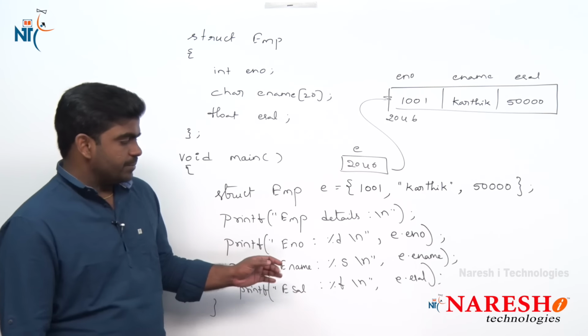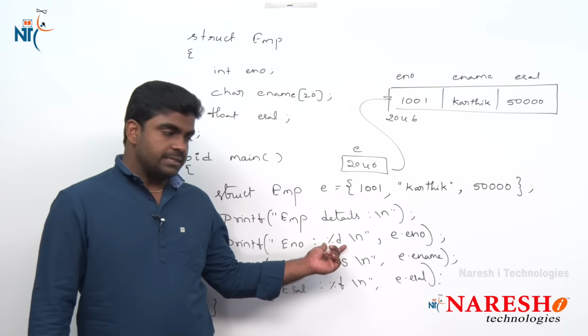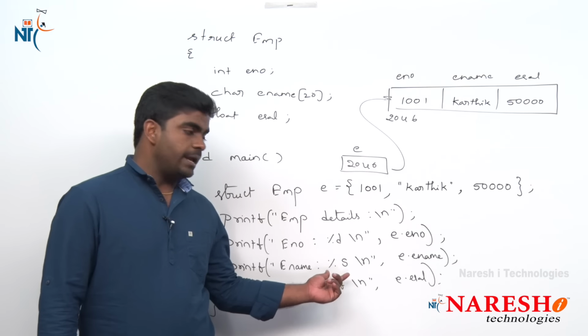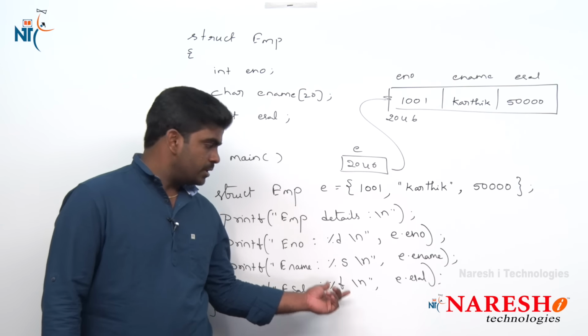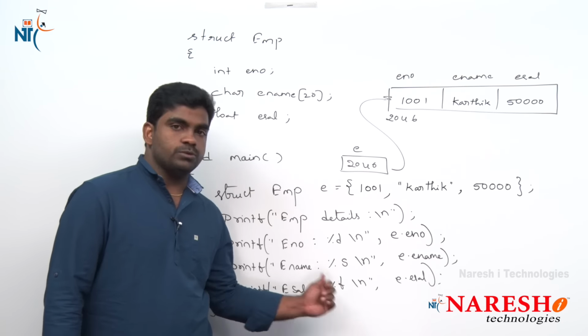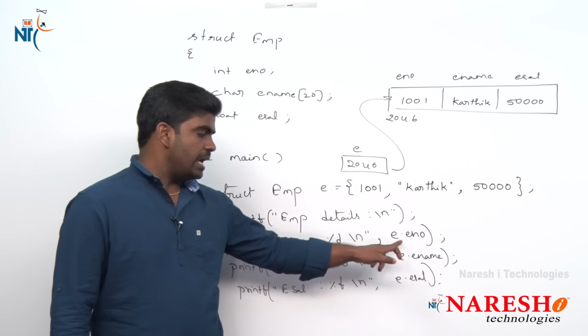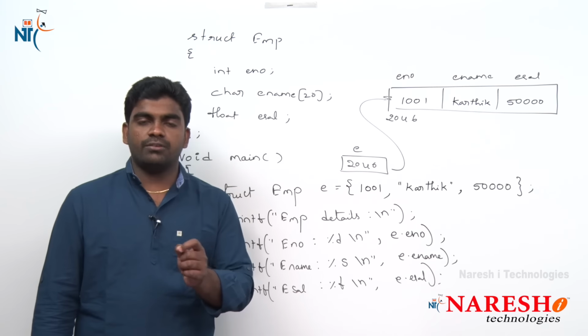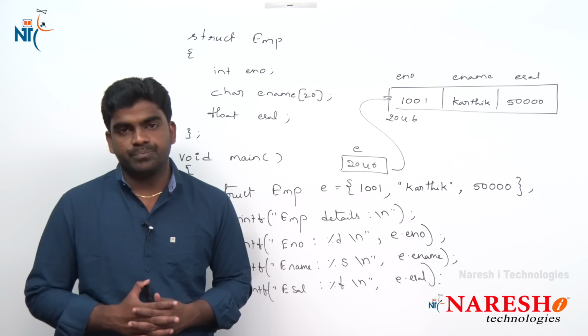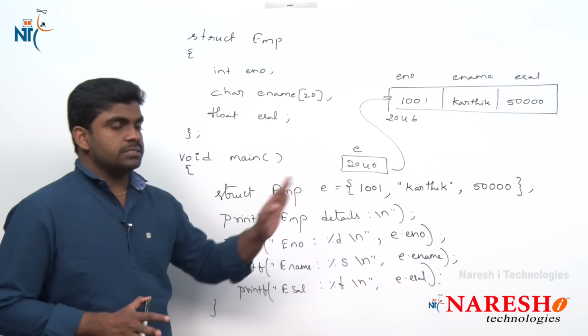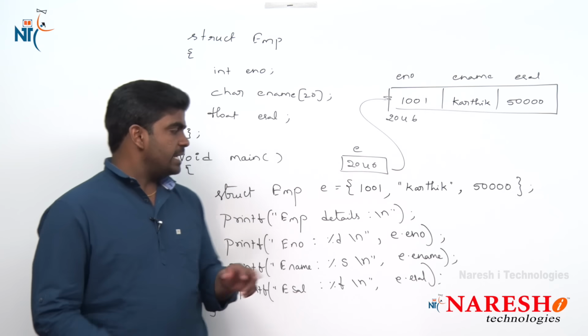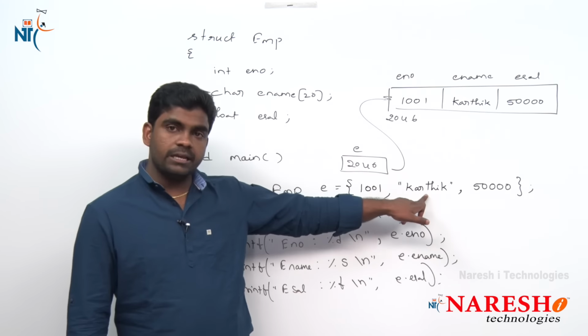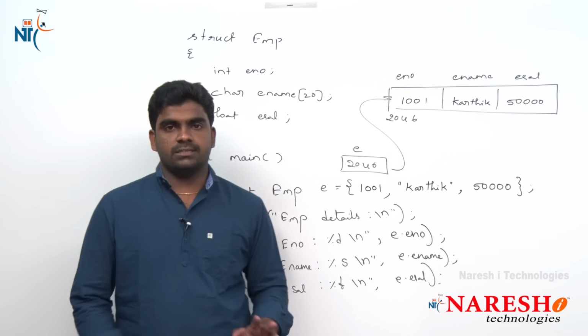Here we are writing employee number is an integer, employee name is a string, employee salary is a float type. So I am using different format specifiers. Accessing with the help of the dot operator, that we already discussed in the introduction part of the structures concept. So this is simply how to initialize a structure variable directly and how to access the structure elements.